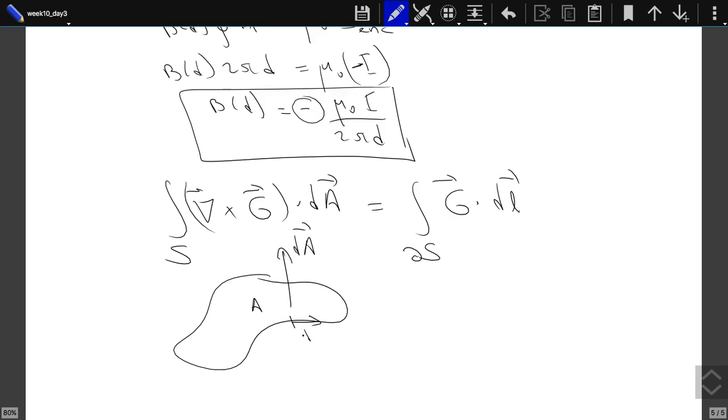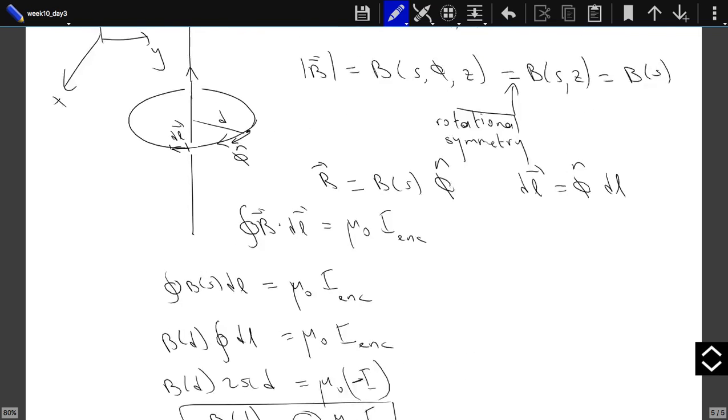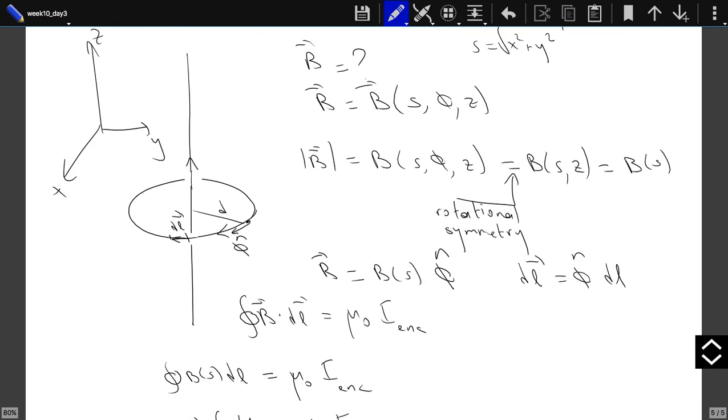In that case, this is our dl. You are free to choose this direction dA. You can choose dA to be pointing in the opposite direction, but then dl will also be pointing in the opposite direction. So you have to be consistent in your choices of the direction of the dA vector and also the dl vector. That is why, by choosing my loop to go in this sense, I have already made the consistent choice for the area vector, which is the positive direction of the current, given by the right-hand rule. It is fixed.